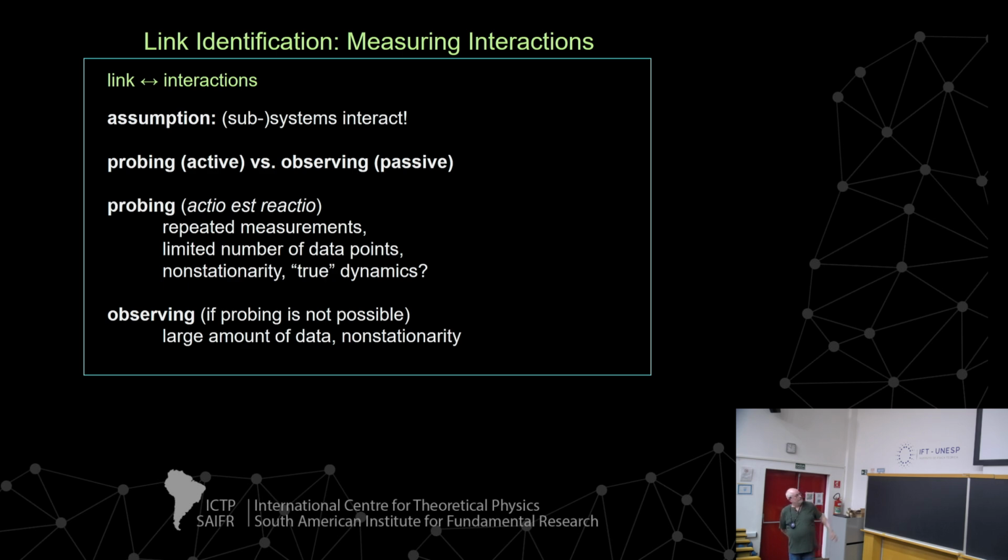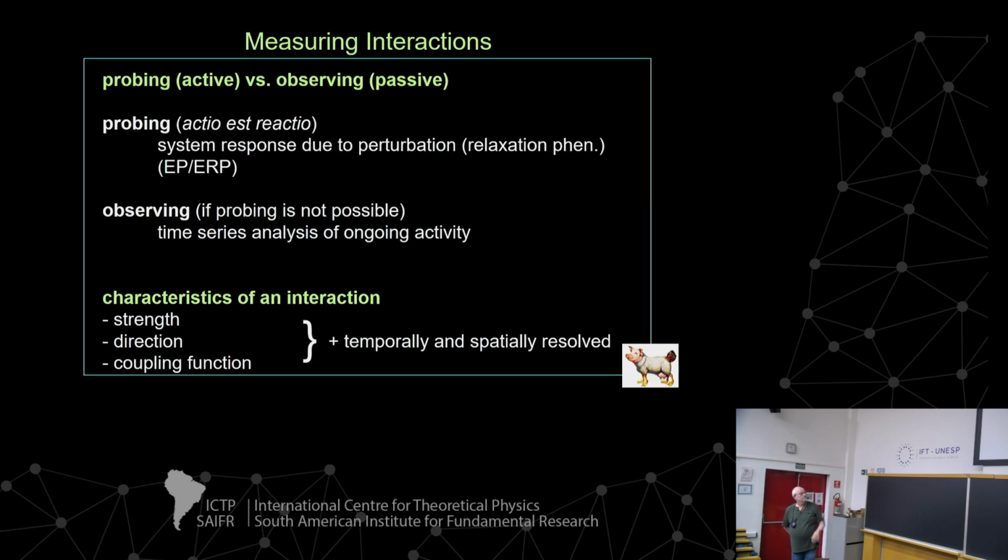Then you have a large amount of data. You need to tackle the problem of non-stationarity. On the other hand, if you do probing, you can do repetitions, you can take averages if you're allowed to do that. And you need to question, is this what you are measuring really the true dynamics? Because this is nothing else but response functions. Okay? Perturb the network, let it relax. Good.